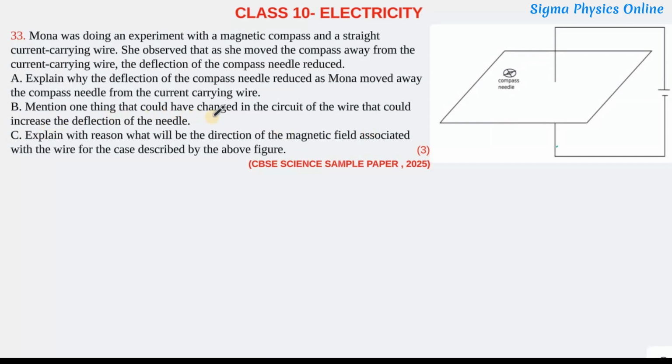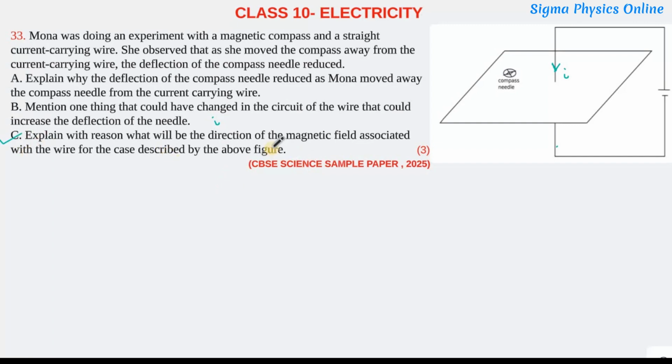The second bit is, mention one thing that could have changed in the circuit of the wire that could increase the deflection of the needle. Another way she could have increased the deflection was by increasing the amount of current flowing in this wire. An increased current in this wire would have resulted in an increase in the strength of the magnetic field, which would have increased the deflection of this compass needle. So the second reason is, by increasing the current, the deflection of the needle could have been increased.